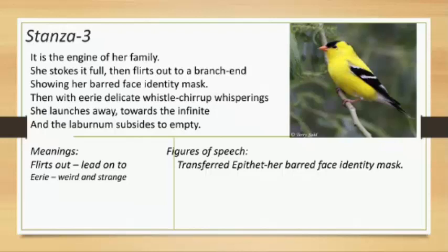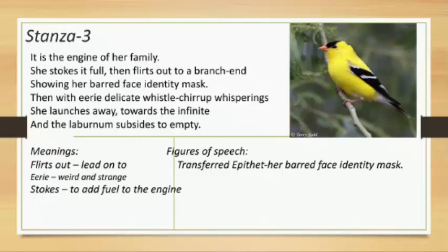So in this particular paragraph, the poet is comparing the bird to the engine that the poet has compared in the previous paragraph itself. And the poet says that she was like the engine for the family, because after her coming, the family got energy. She stokes it full. The meaning of stoke is to add fuel to the engine. So she was the one who brought fuel and energy to the tree and the young chick.